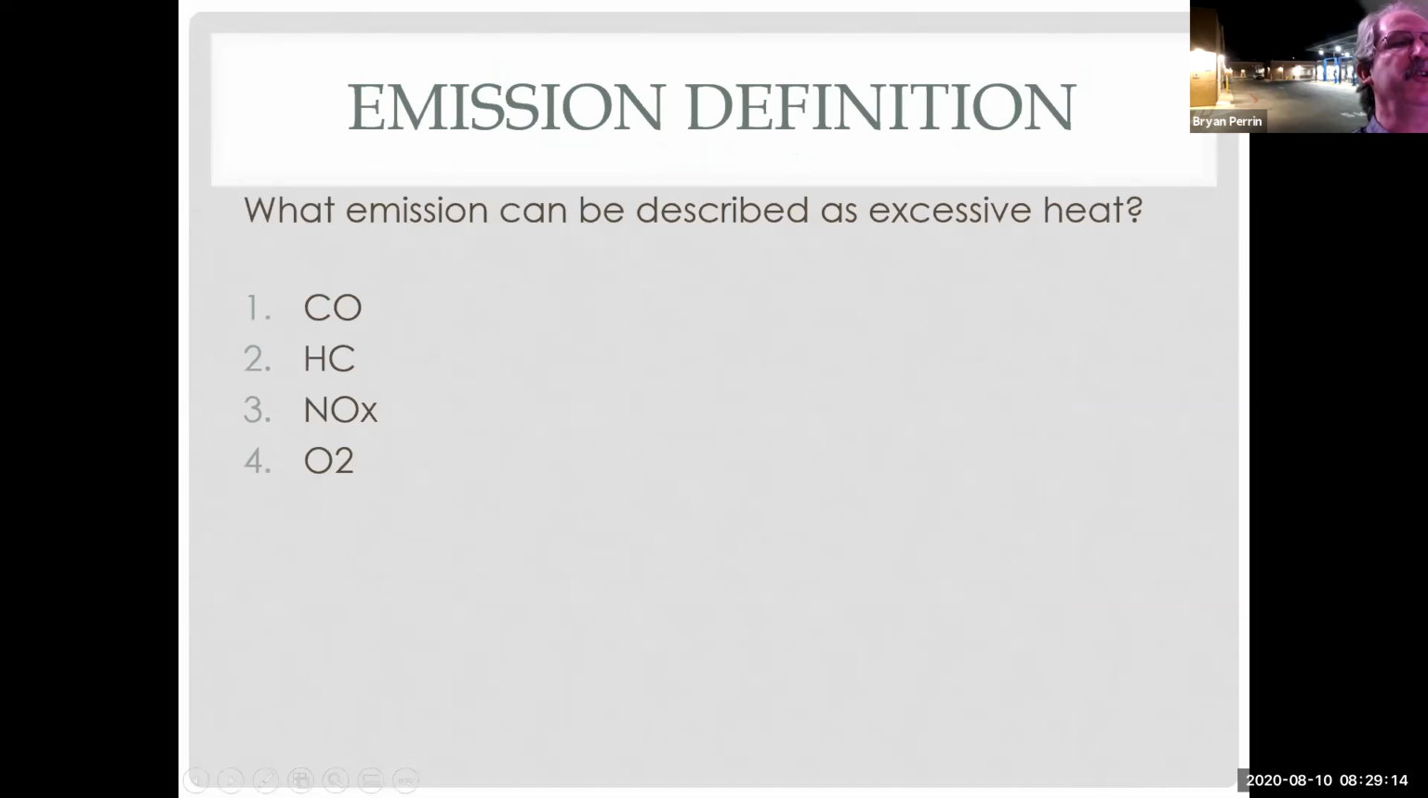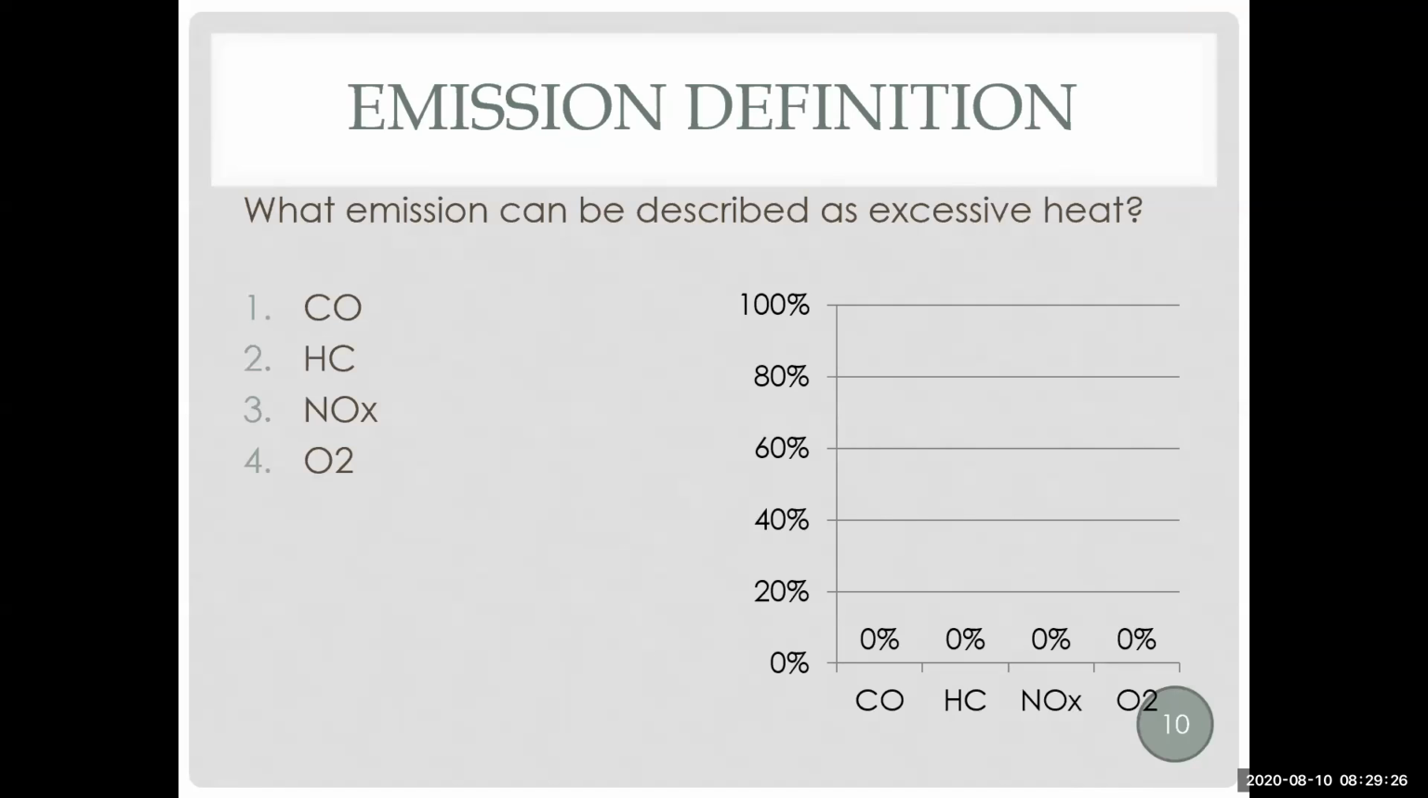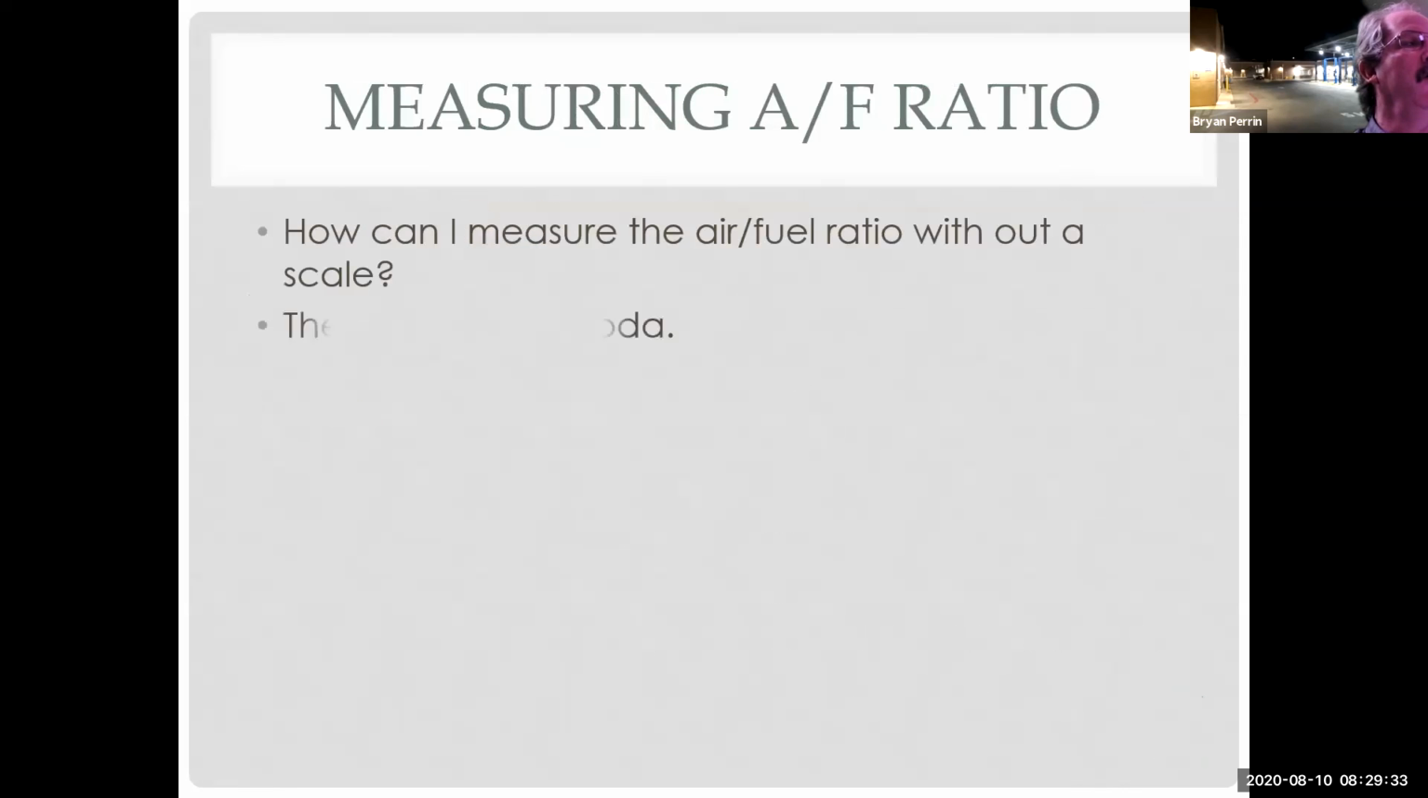So what emission can be described as excessive heat? Oxides of nitrogen. Yep, number 3, oxides of nitrogen. And then we talk a little bit about using a scale to measure our air-fuel ratio, and that's lambda. We already went through lambda, so I'm going to jump ahead in the presentation a little bit.